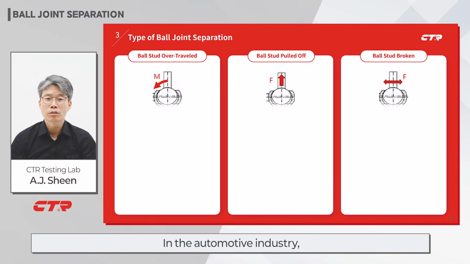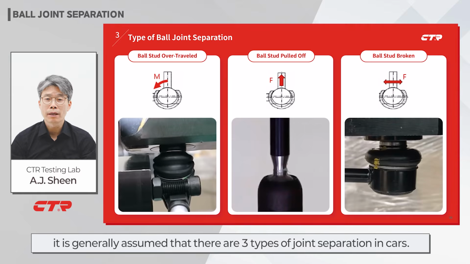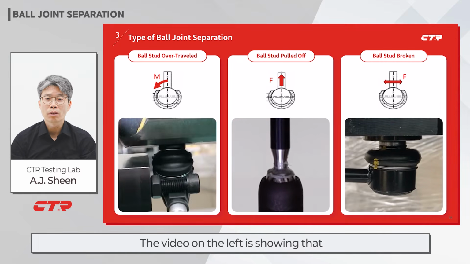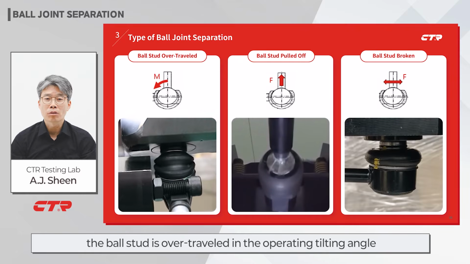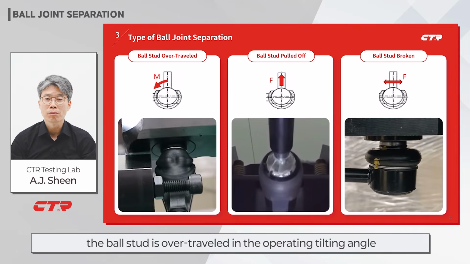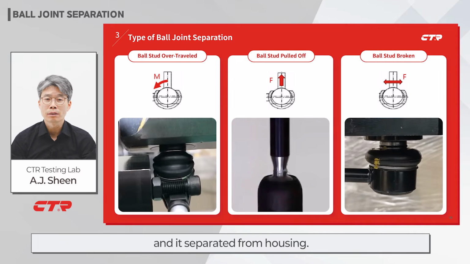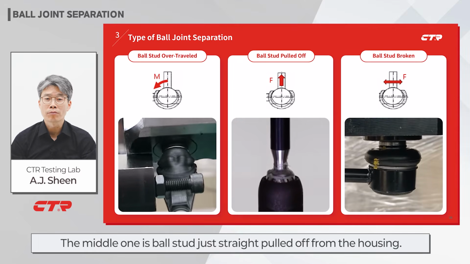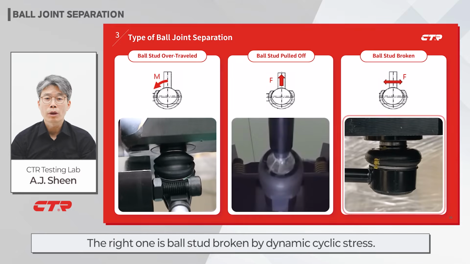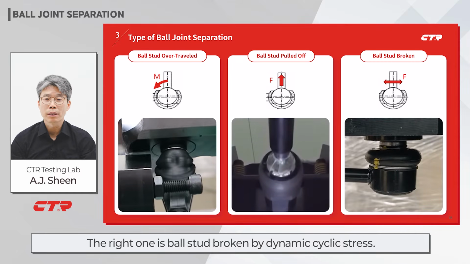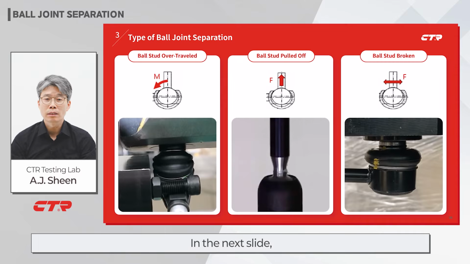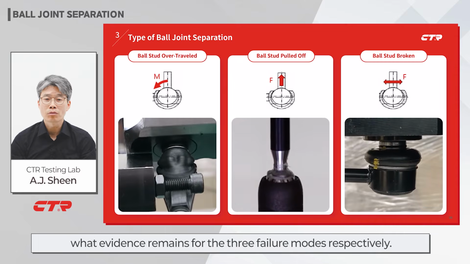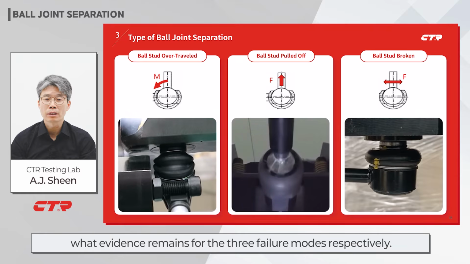In the automotive industry, it is generally assumed that there are 3 types of joint separation in cars. The video on the left is showing that the ball stud is over-traveled in the operating tilting angle and separates from the housing. The middle one is a ball stud just pulled straight off from the housing. The right one is a ball stud broken by dynamic cyclic stress. In the next slide, we will have the opportunity to look at what evidence remains for the 3 failure modes respectively.